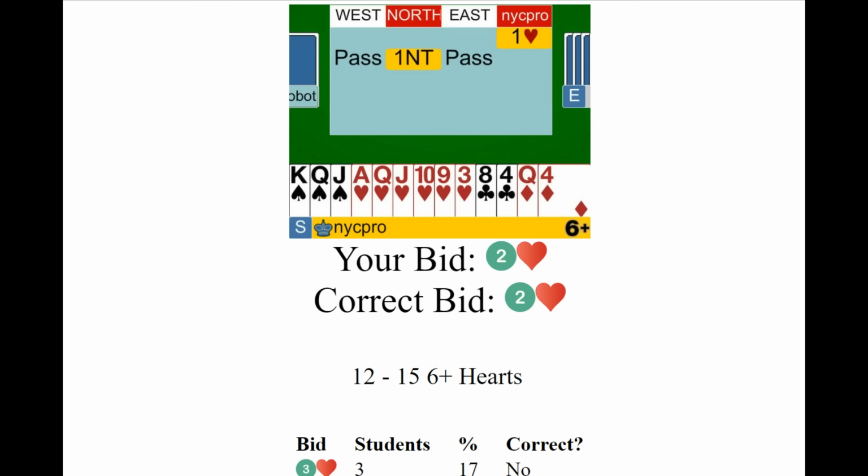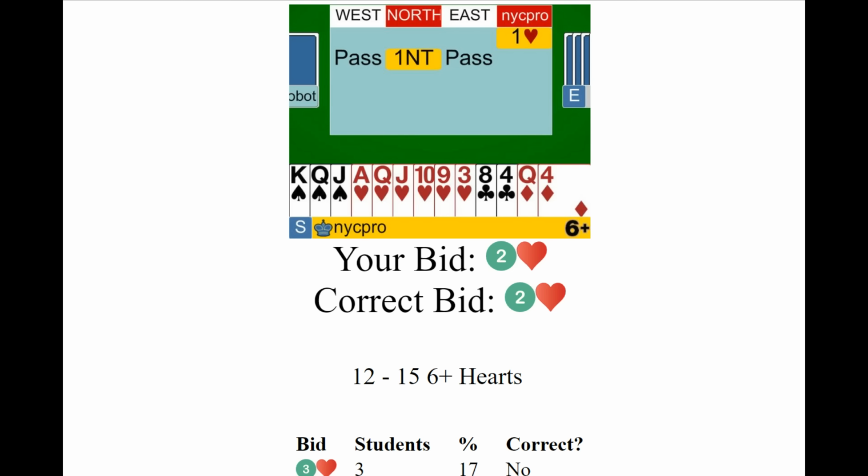Tony, I agree with you. I like this hand. I love the suit. The suit is excellent. I just am not a fan of jumping to three hearts, especially because I really don't need to be jumping around. If partner's going to bid again, they're going to bid again, right? And then I'm absolutely going to go to game.